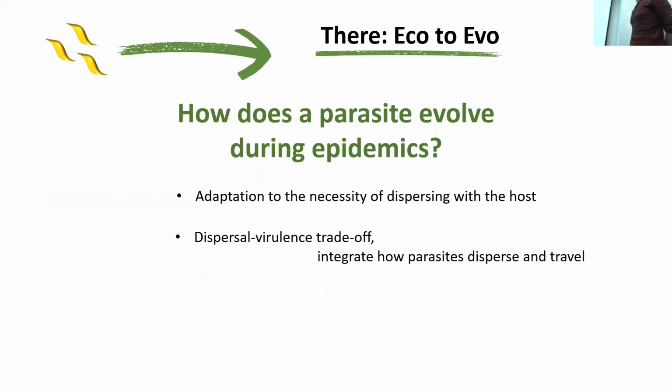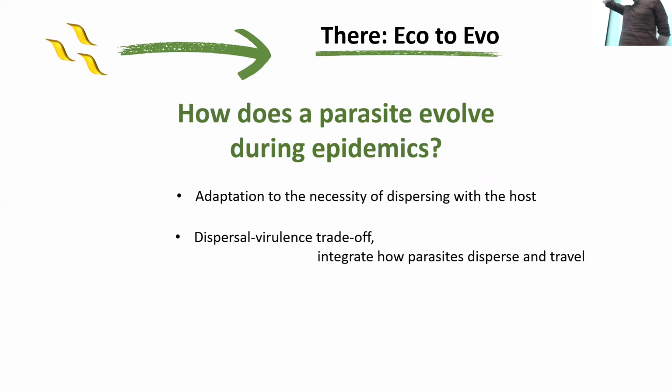So with this, we have a first idea of how a parasite evolves during an epidemic. We see adaptation of the parasite to the necessity of going around with the hosts, and we see the emergence of a dispersal virulence trade-off. So something important to integrate when we think about epidemics or dispersal dynamics is to know how the parasite disperses and what they do to their hosts.